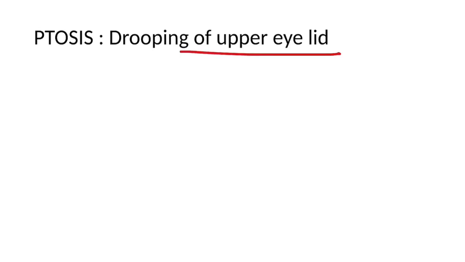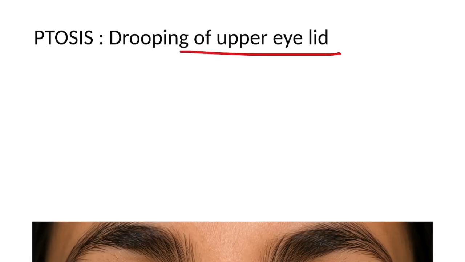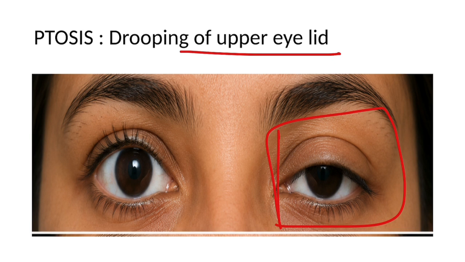Ptosis is drooping of the upper eyelid. Every drooping eyelid tells a story if you know what to look for. By the end of this video, you will be able to narrow the diagnosis of a ptosis patient.